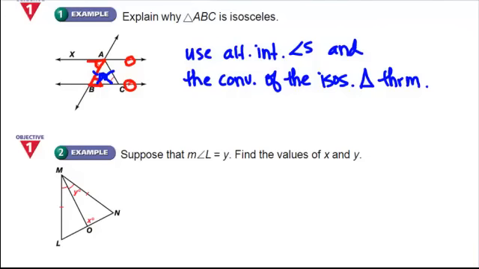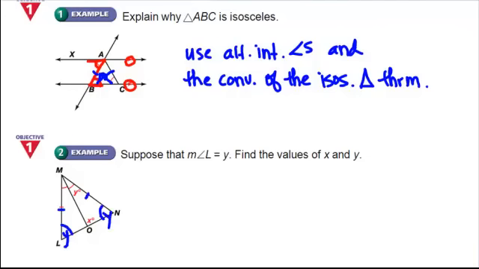Okay, let's apply it with some algebra. It says, suppose that angle L is actually equal to y. So this is a y. Find the values of x and y. You're like, man, that's interesting. Okay, if this angle is a y, and I notice these two sides are equal, that means by the isosceles triangle theorem, these two angles must be equal. That means this angle is also a y.